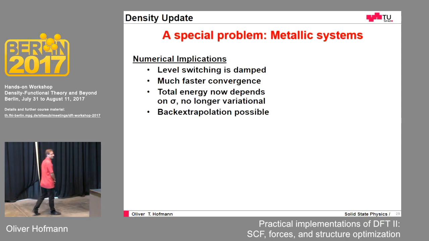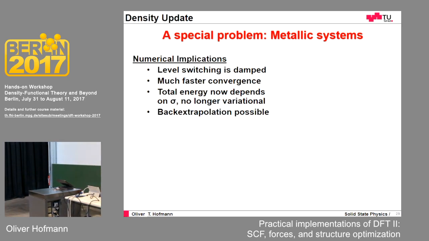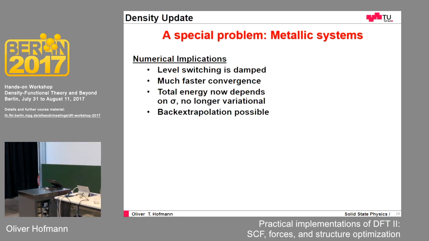Okay, let me just finish what I wanted to say about metallic systems. The numerical implication of this is that the level switching is damped as much as we can, so that we get much faster convergence. The negatives are that the total energy now depends on the broadening, called sigma here, and is no longer necessarily variational, which is also a bad thing.